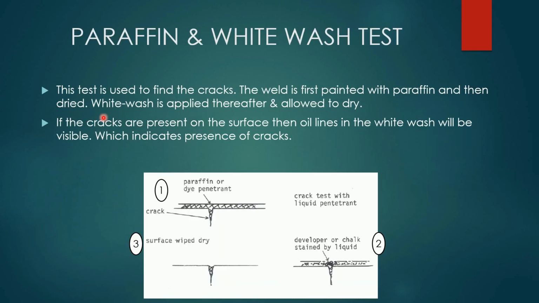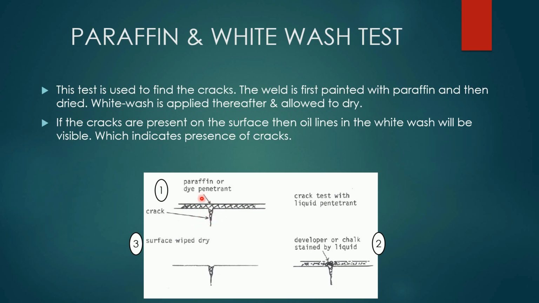Now let's move on to the next point, paraffin and white wash test. This test is basically used to find surface cracks. The cracks or defects on the surface of the job can be detected by this particular test. So what is done in this test? The weld is first painted with paraffin and then dried. You can see now at number 1, this is our job. Crack is visible over here.